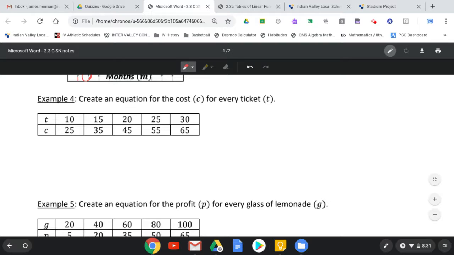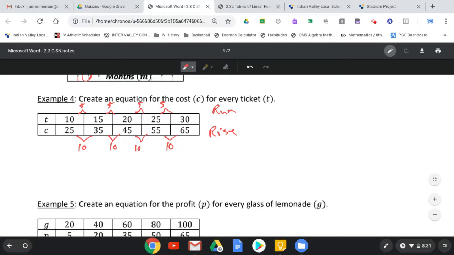Number 4, create an equation. What are the things that we need to know so that we can create an equation? Rate of change and initial value. Thank you very much. Rate of change and initial value. So let's find our rate of change. We usually do this really quick. This is 5, 5, 5, 5. What is that? Our rise or our run? It's our run. Then what's our rise? 10, 10, 10, 10. That's our rise.